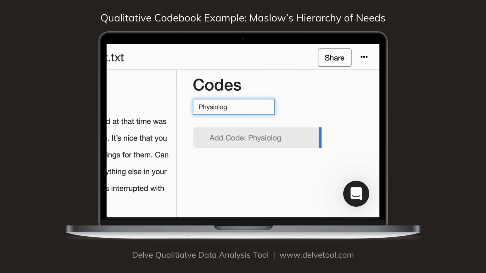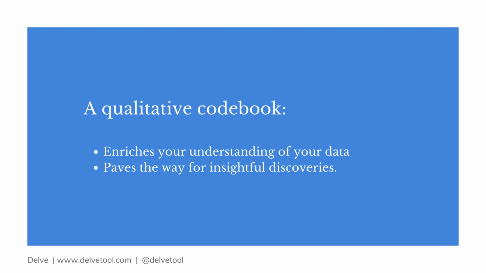Physiological needs, then I'll press enter to add that to my codebook. Safety needs, and belonging needs. Each one of these codes is a different layer of Maslow's pyramid, and now I have them as codes, and I can go through my data and code anything I see that is related to these codes. Whether exploring participant reactions or aligning with established theories like Maslow's hierarchy of needs, a well-structured codebook enriches your understanding of your data and paves the way for insightful discoveries.